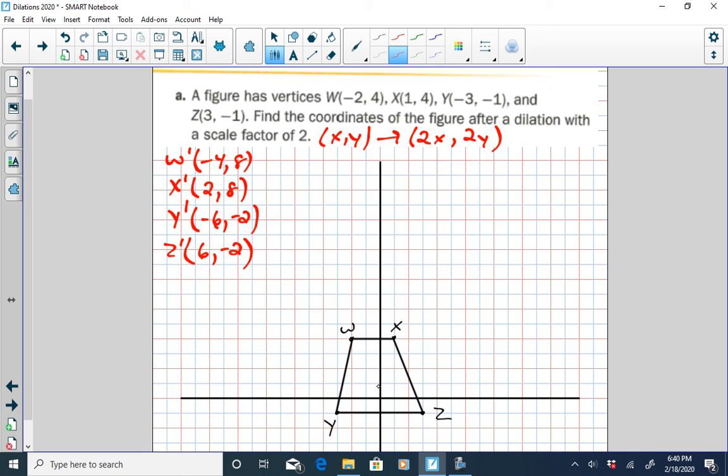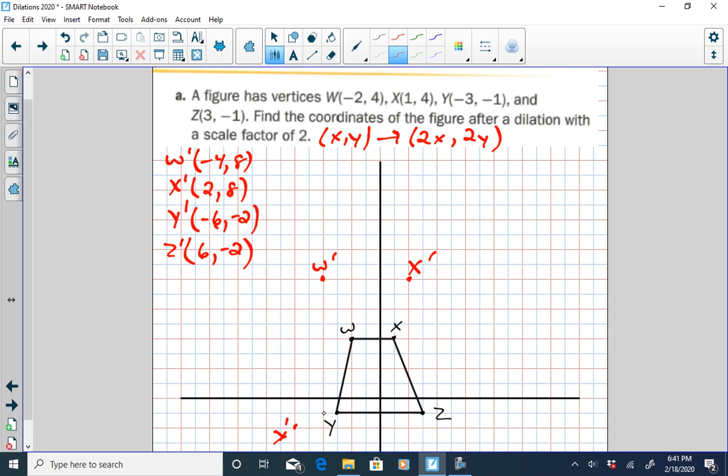And then let's look at our image. In red, W prime is at negative 4, 8. Over 4, up 2, 4, 6, 8. There's our W prime. X prime is at 2, 8: over 2, up 2, 4, 6, 8. That's X prime. We have Y prime at negative 6 and negative 2. There's our Y prime.